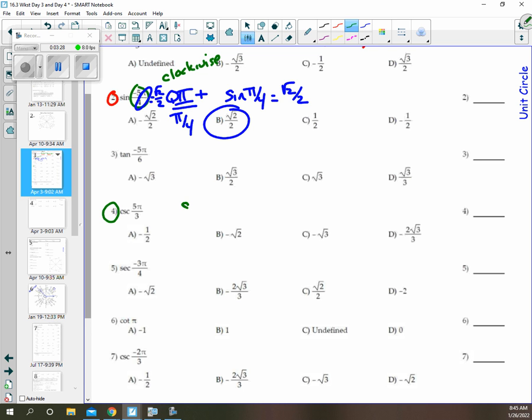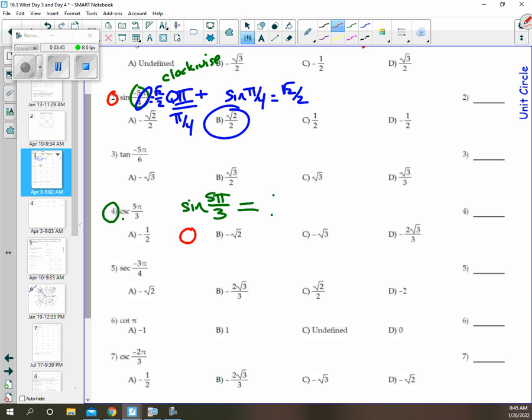That is the reciprocal for sine. So here's what I'm going to be thinking. I'm going to figure out what the sine of 5 pi over 3 is, get my answer. Whatever that ratio is, I'm going to do its reciprocal to figure out what cosecant is. So it's kind of a two-step process here. So let's start with sine of 5 pi over 3.